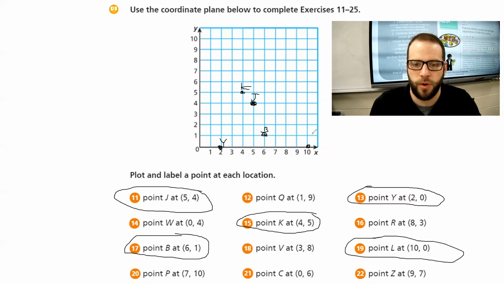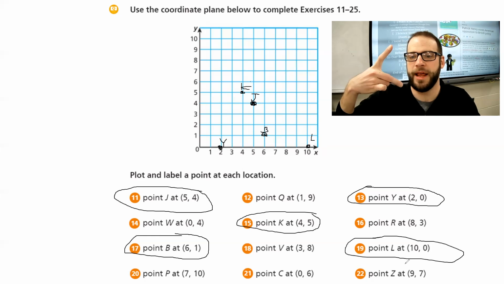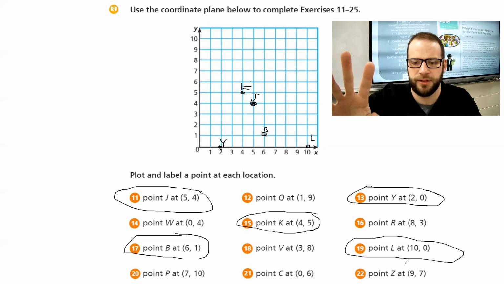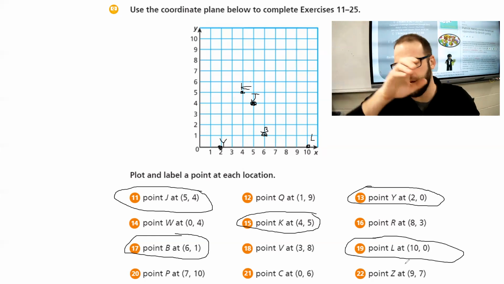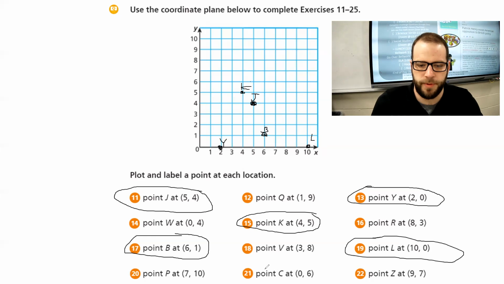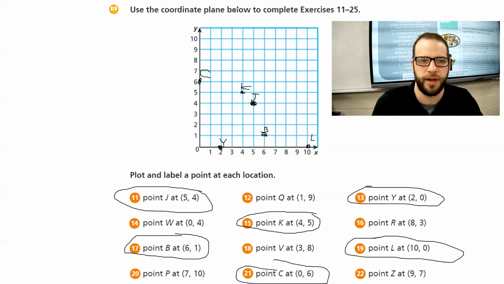And you could imagine where people usually go wrong, right? People usually go wrong because they'll flip-flop them and accidentally go up first and then think that the next number is over. Don't make that mistake, okay? First number tells you, just like an airplane, how far to go over and then how far to go up. 10 over, 0 up, and then C would be 0 over, 6 up. Bada bing, bada boom. Let me label that bad boy. There you go. It's as simple as that. I hope you're saying it's simple right now. That'd be great.